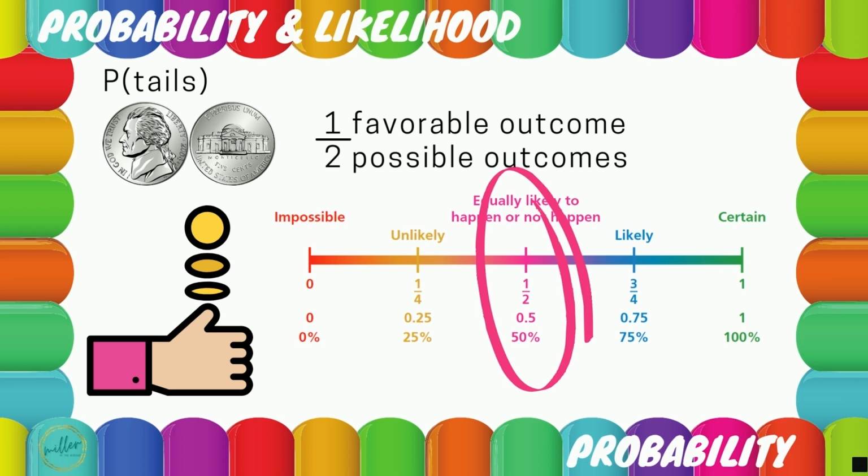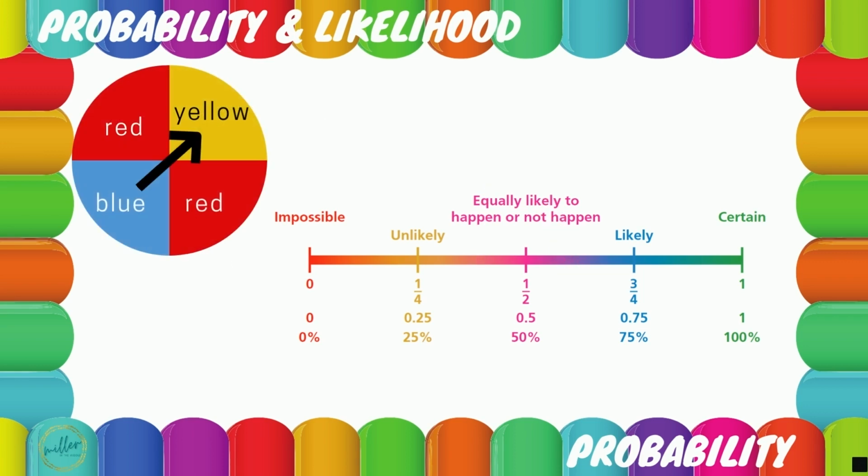And that's only because the 2 sides of the coin are the same, and you never know. It could be 50-50 whether it would land on heads or tails. We can say the probability of flipping tails is 1/2. That's based on the 1 favorable outcome and 2 possible outcomes. Or you could say it's 0.5, 5/10, or you could say it's 50%.